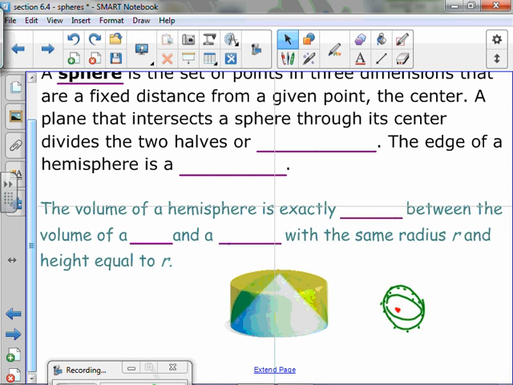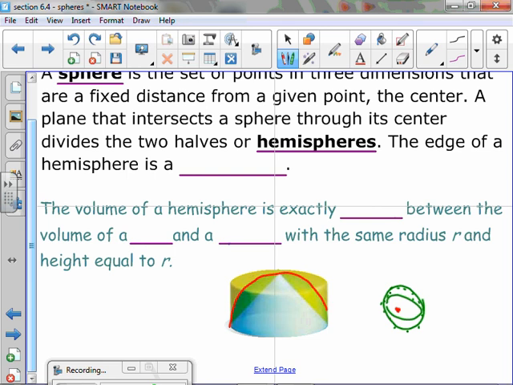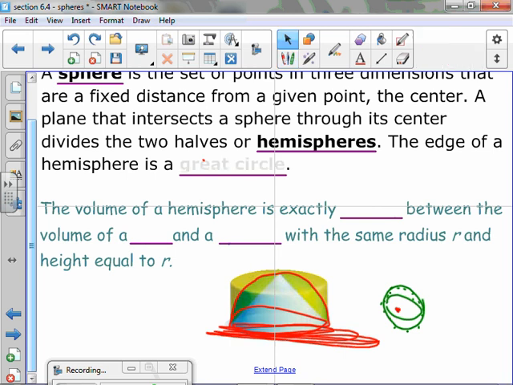So if we cut our sphere in half, as we saw on the previous slide, the 2 halves would be called hemispheres. And the edge of a hemisphere, so let me direct your attention to this figure down here. We've got this hemisphere right here. Okay, this half sphere here. The edge of it, which is right here, that is called the great circle. Okay, that is the circle that goes all the way around, like a hemisphere.